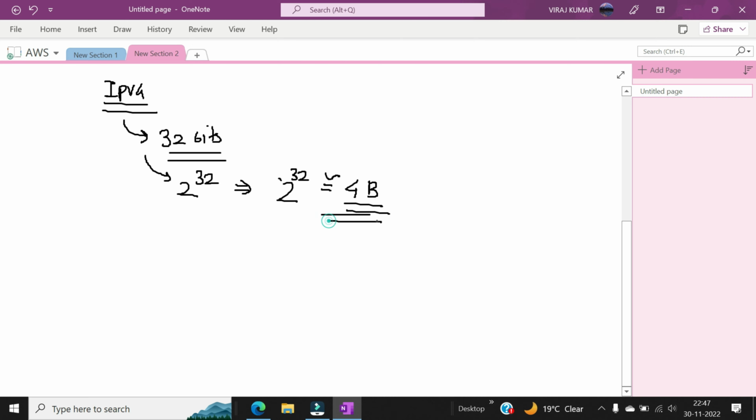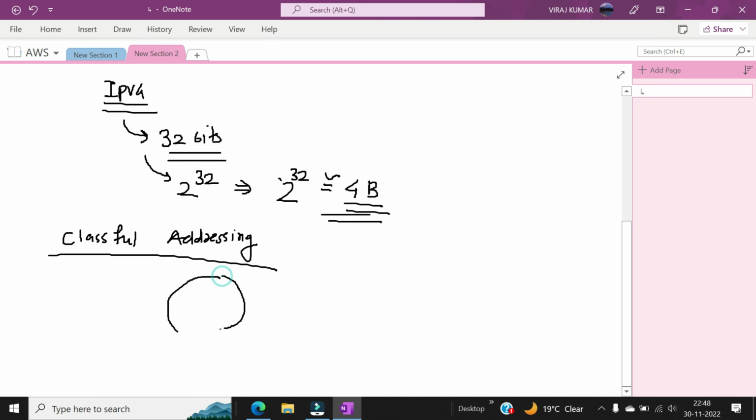These 4 billion addresses are classified by a technique that I can call the classful addressing technique. In classful addressing, I can divide these 2^32, that is more than 4 billion addresses, into 5 classes based on the bit present at the MSB, that is the most significant bit. If the most significant bit is 0, then I can call it a class A address. If the most significant bits are 1, 0, I can call it a class B address.